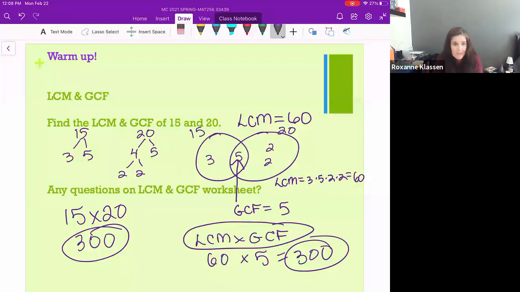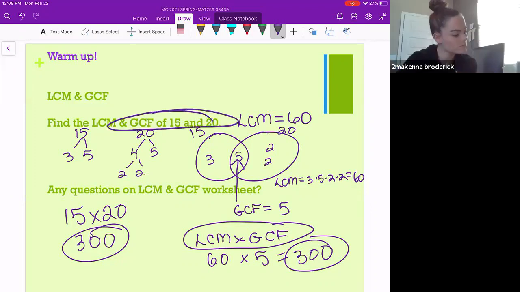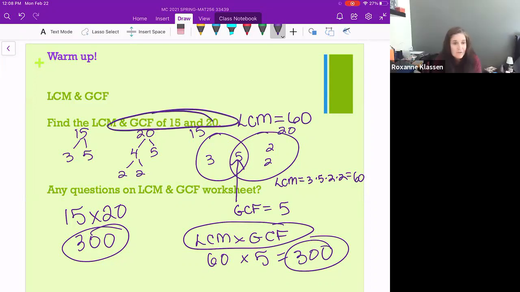So the Venn diagram is a nice way to go. You don't have to do it. It's not often taught in elementary school, but it's a great strategy. Okay, so any questions on your LCM or GCF worksheet? Because you actually had to find either the LCM or the GCF if you use that strategy on the worksheet. Can anyone figure out which problem this would apply to from your worksheet?